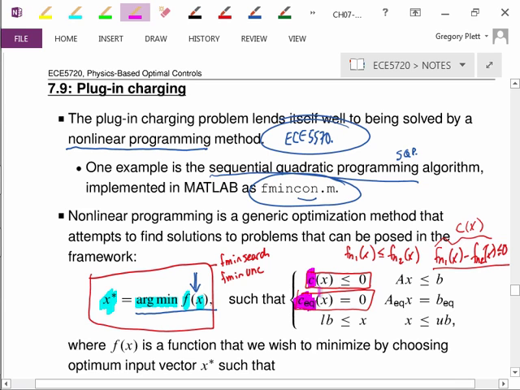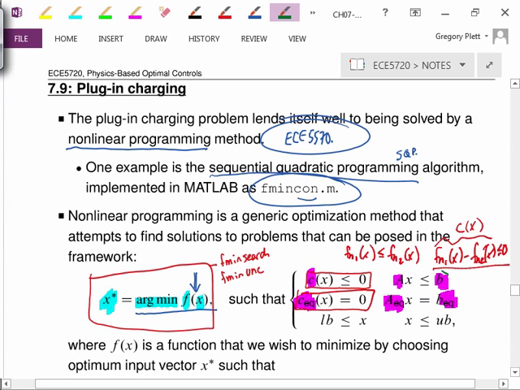So if I have a linear inequality constraint, I can write that as Ax less than or equal to b, or Ax minus b less than or equal to 0. That would be another way of thinking about it. And I can then supply the A matrix and the b vector to fmincon so that it can accomplish that constraint. Or maybe I have linear equality constraints, so I have Aeq times x equals beq.